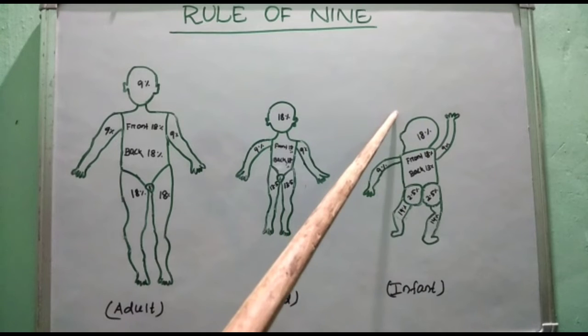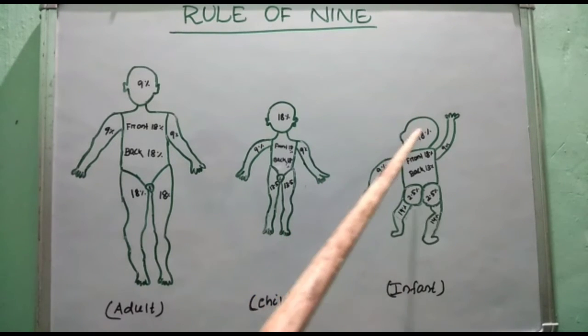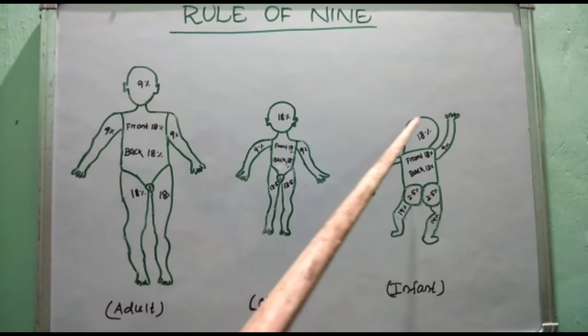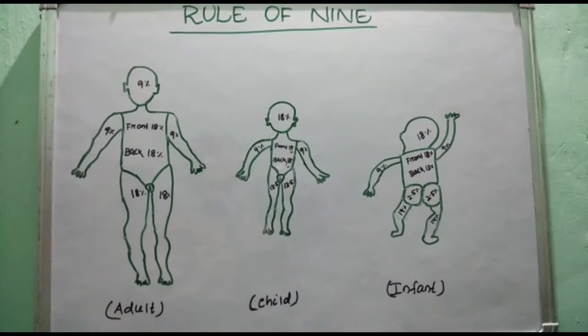For front side it is 9%. For back side it is 9%. For head total it is 18%. If right hand is totally bone, it is 9%. For anterior part it is 4.5%. For posterior part it is 4.5%.